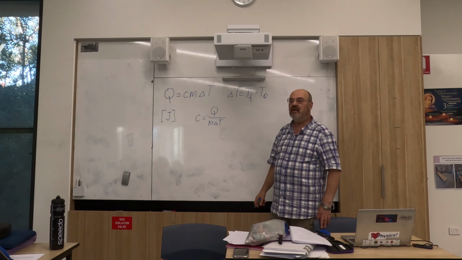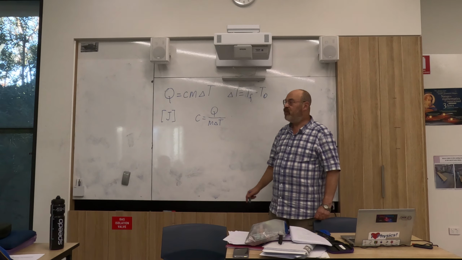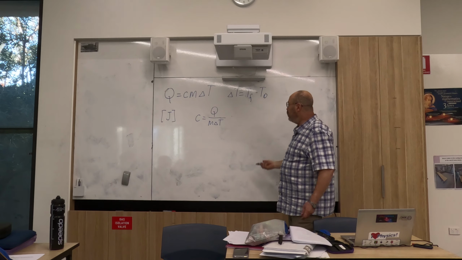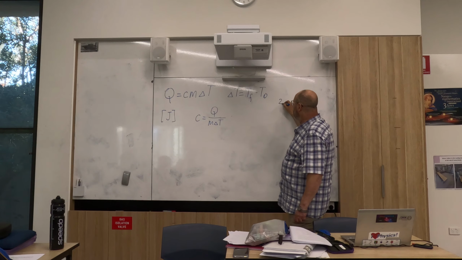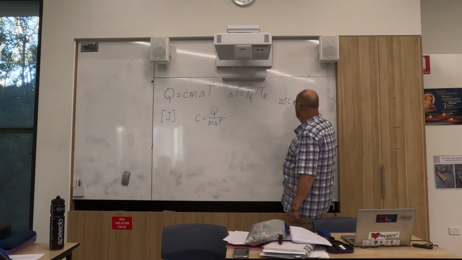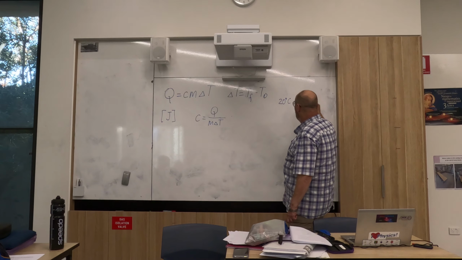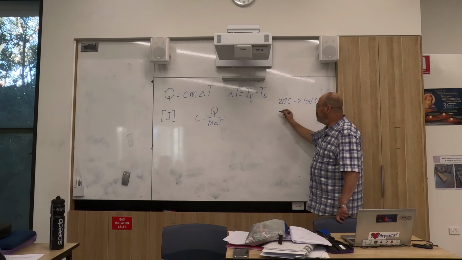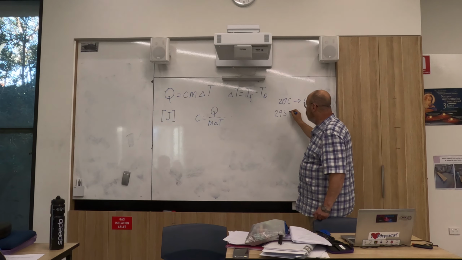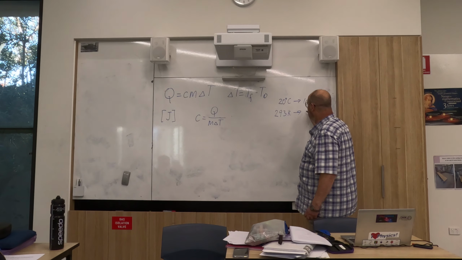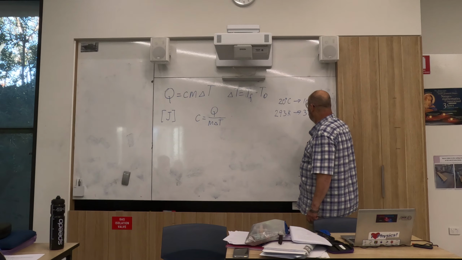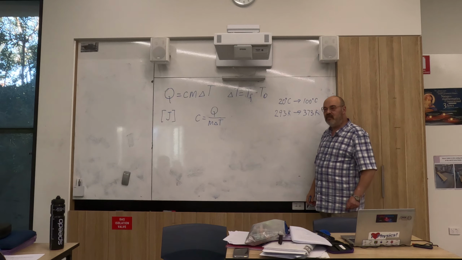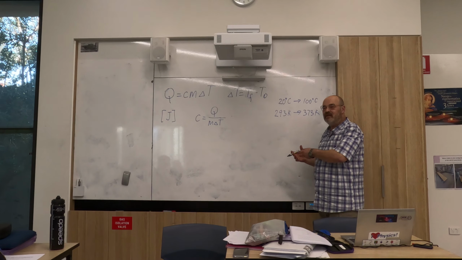Is the degree in Kelvin or Celsius? Because the change will be the same. If, for example, we change from 20 degrees Celsius to 100 degrees Celsius, the difference will be 80. In Kelvin, this will be 293 Kelvin and this will be 373 Kelvin. The difference still will be 80. So it doesn't matter which you take, because we're talking about the difference.